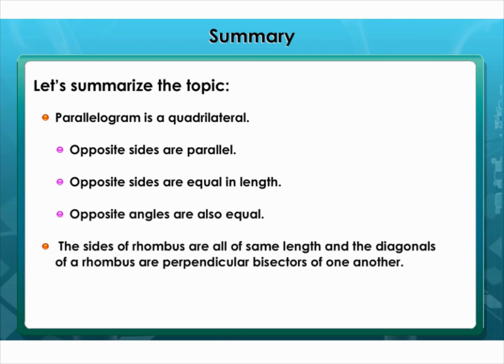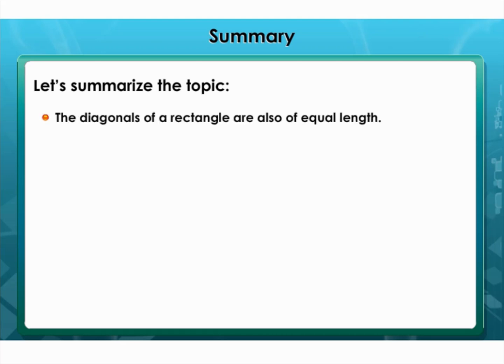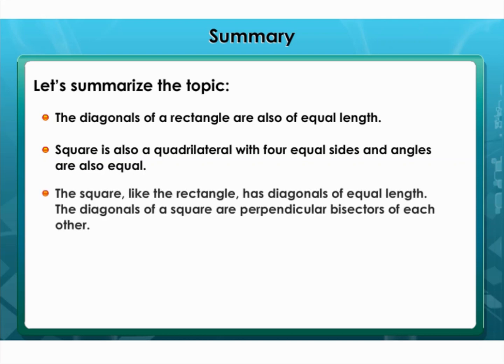The sides of the rhombus are all of the same length and the diagonals of a rhombus are perpendicular bisectors of one another. A rectangle has its opposite sides equal and all angles are also equal, which is 90 degrees. The diagonals of a rectangle are also of equal length. A square is also a quadrilateral with 4 equal sides and angles are also equal. The square, like the rectangle, has diagonals of equal length. The diagonals of a square are perpendicular bisectors of each other.